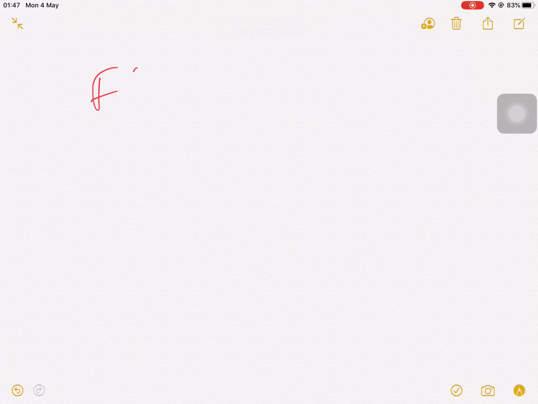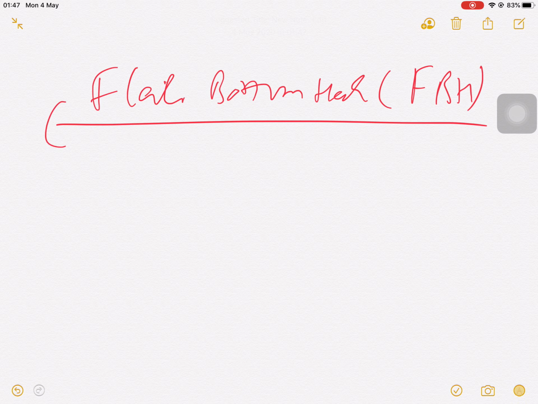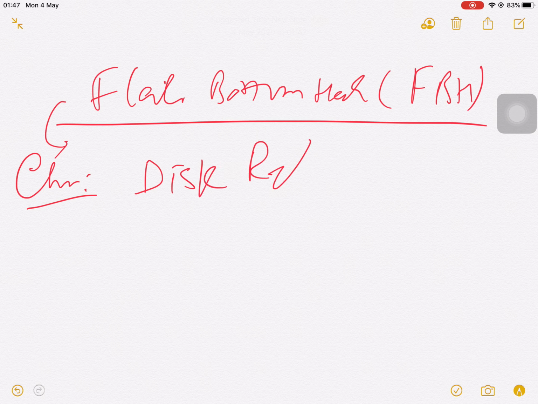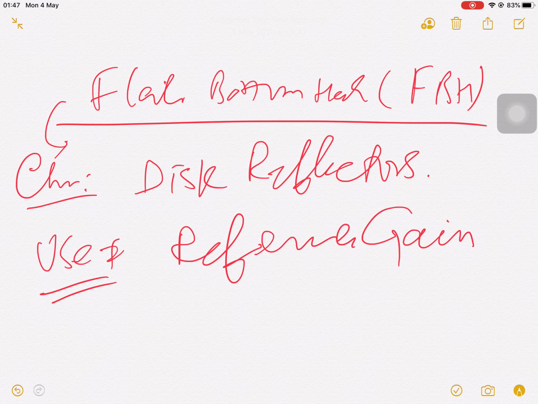Third is your flat bottom hole, FBH. Okay, so the flat bottom hole has the characteristic that it works as a disc reflector, and it is used for reference gain.